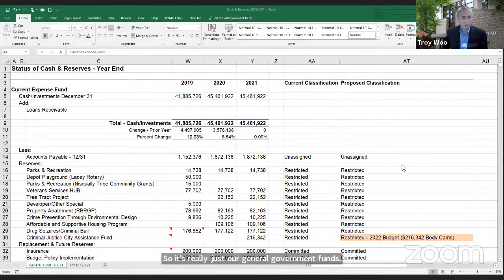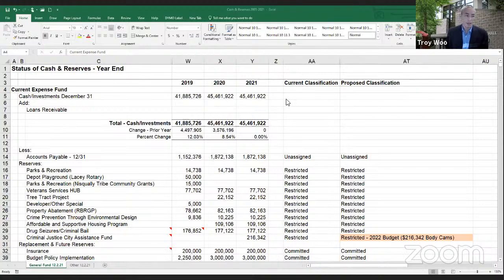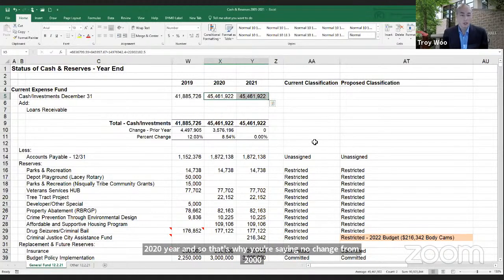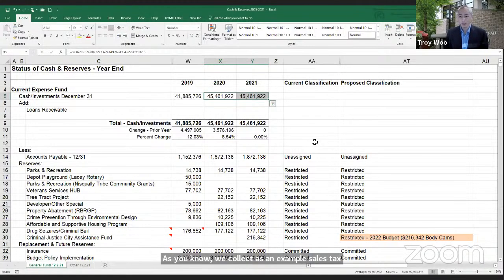Just to give you a little orientation, of course, you have the 3 most current years. In terms of 2021, since we don't know that ending fund balance at this point, we simply carried forward the 2020 year end. So that's why you're seeing no change from 2020 to 21. As you know, we collect, as an example, sales tax 2 months in arrears. So we actually won't know the year-end sales tax collections until the end of February. So it's obviously hard to account for those funds when we don't actually have them in hand and know what that amount is.